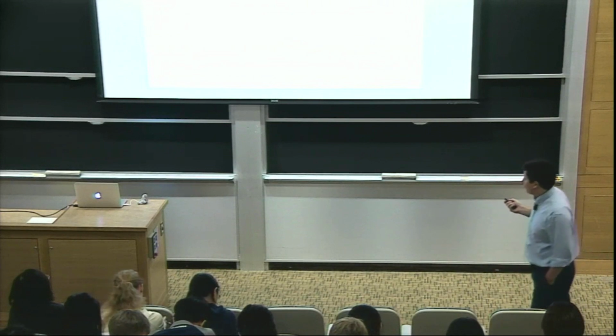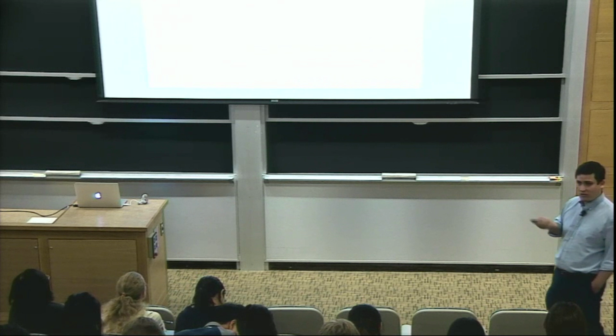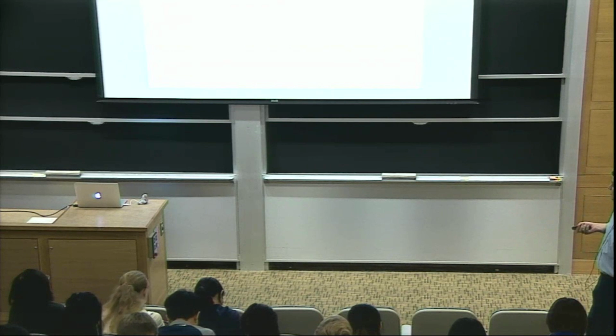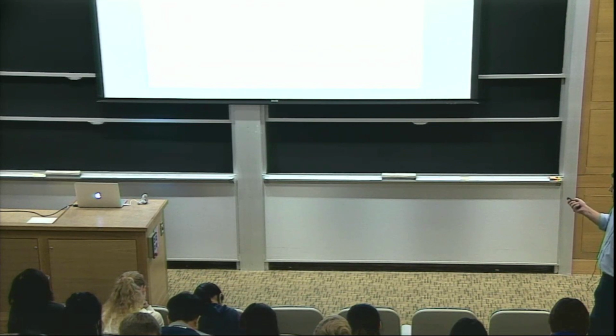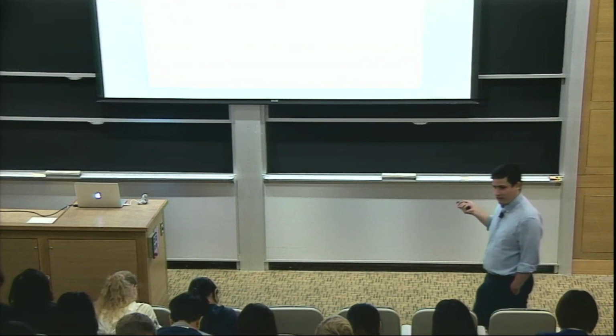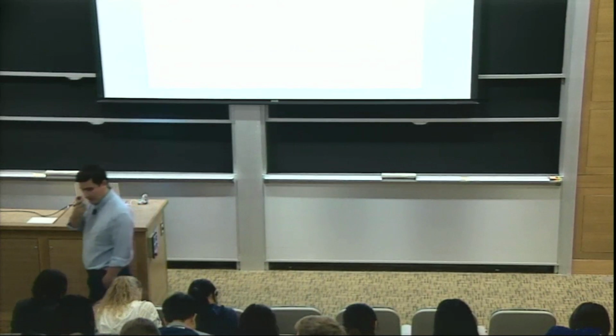Here's a problem you can try. Here's our series of chemical reactions again, and we want to know the eigenvector of the rate matrix having eigenvalue 0. This should correspond to the steady state solution of our ordinary differential equation here. So you've got to do elimination on this matrix. Can you find this eigenvector? Try it out with your neighbor and see if you can do it. Then we'll compare results. This will just be a quick test of understanding.